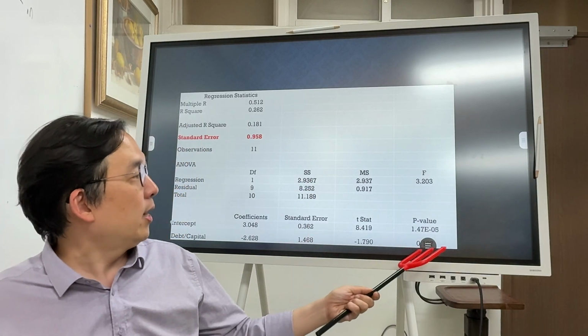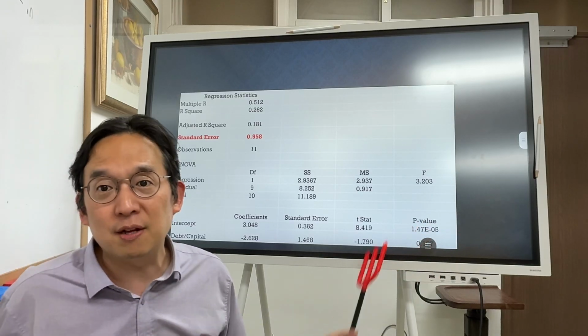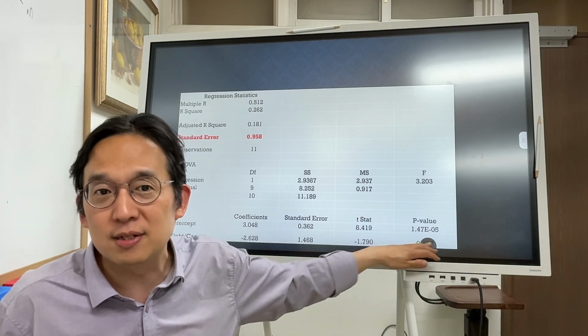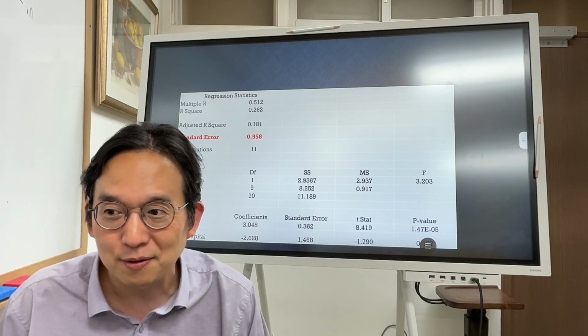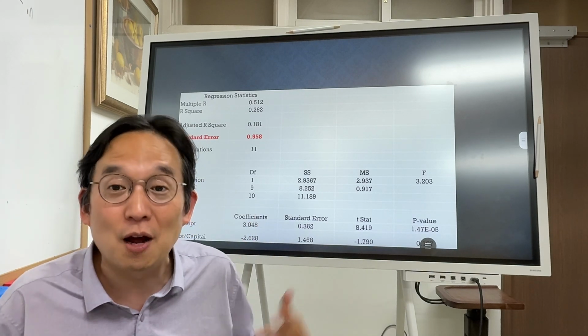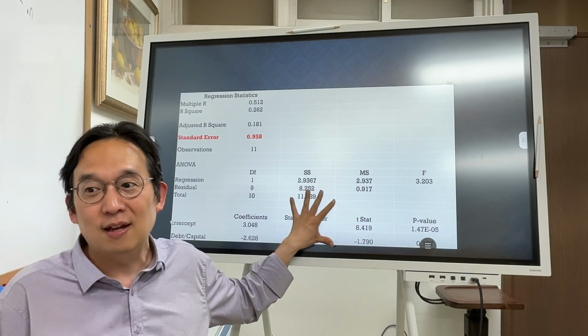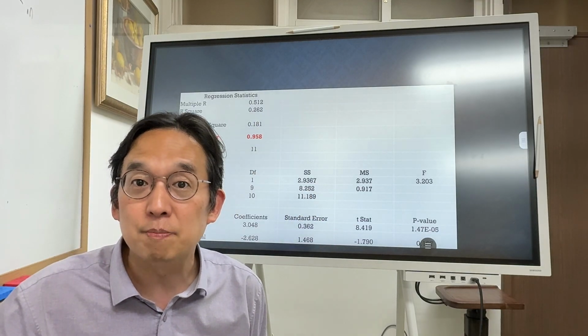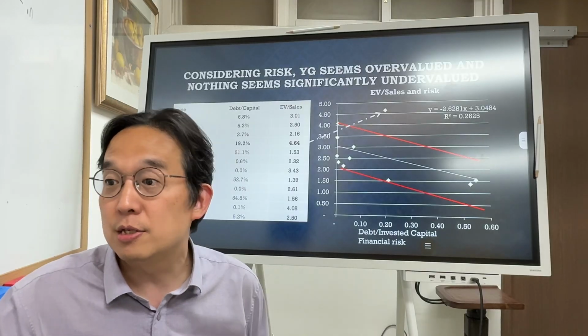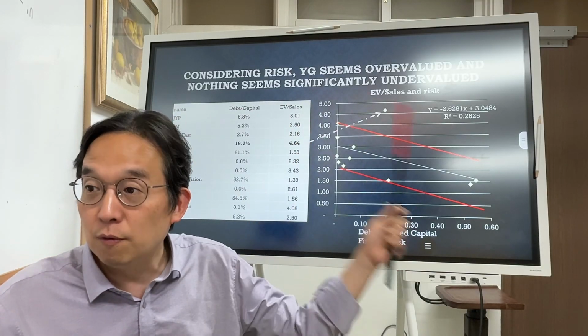And here it's marginally significant, but about 11% significance level, much better than the rest of the regression results. So I have more confidence based on this regression result. And then I obtain the standard error and make a decision based on this one. Okay, so YG seems to be overvalued.